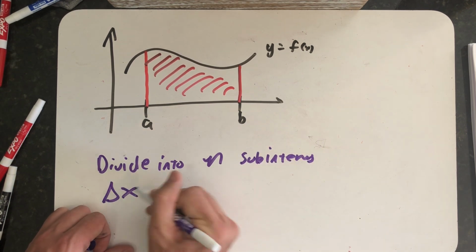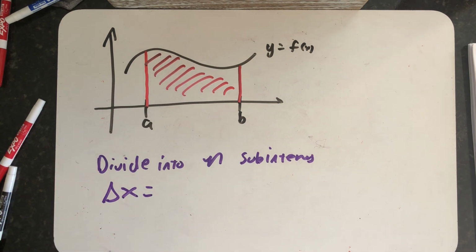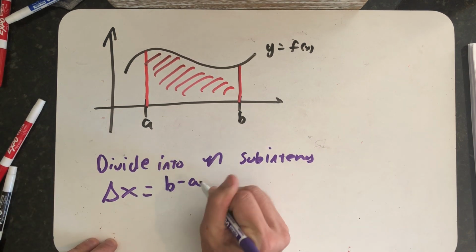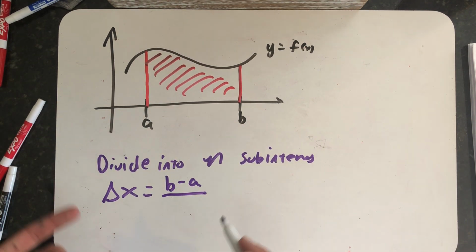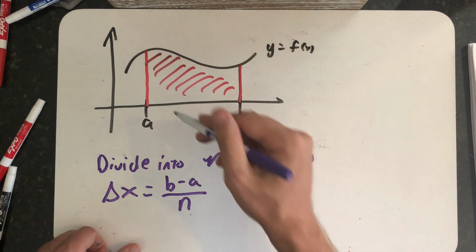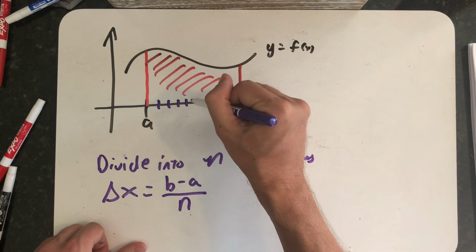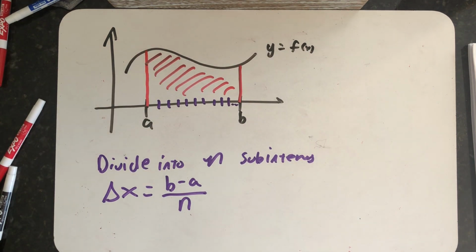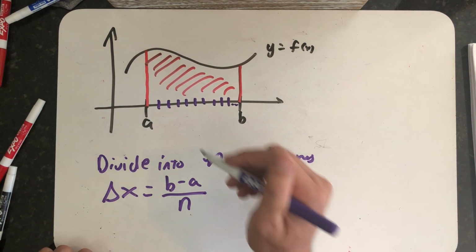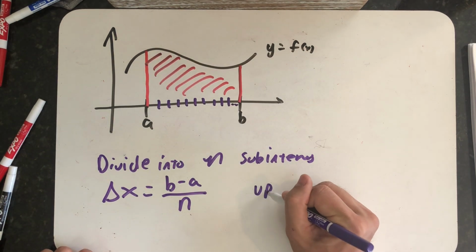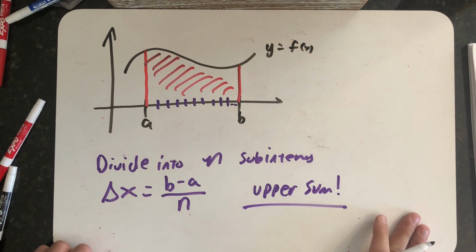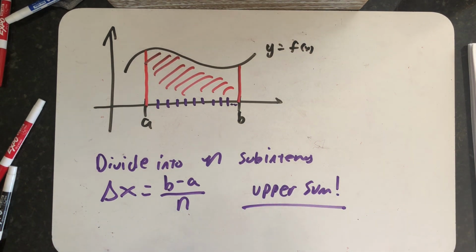Well, they should all have a width, if I use an equal width anyway. The total length between a and b would be b minus a. To make the rectangles all have the same width, I would just calculate that as b minus a over n. And then I'd figure out whatever that width was and divide up my x-axis. I don't know how many tick marks to put there because I really don't know what n is. And then I could draw rectangles, right? And maybe here I want to think about an upper sum. No reason. I could think about a lower sum or do something else. But for right now, let's just think about an upper sum.